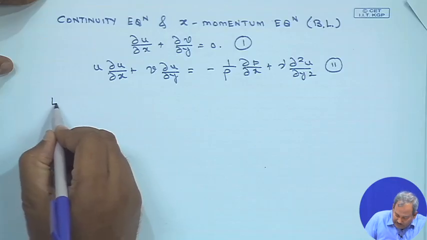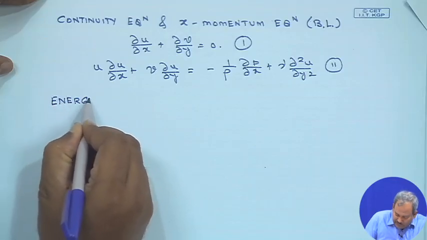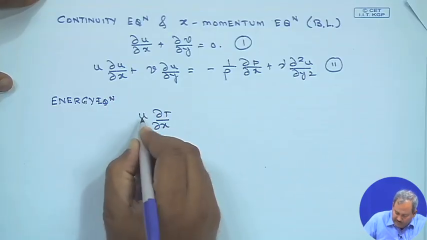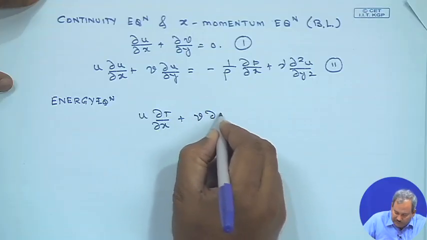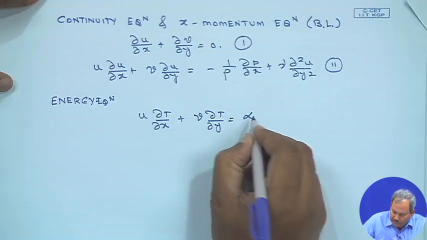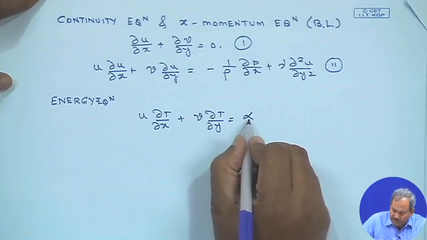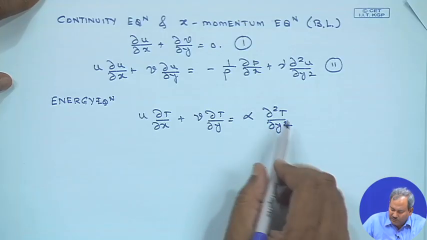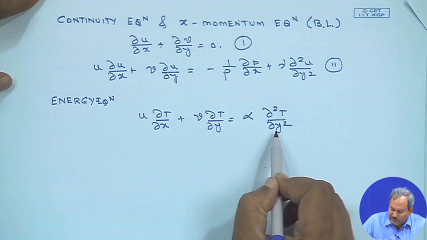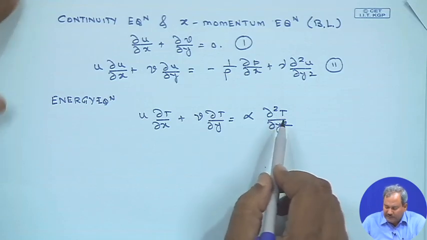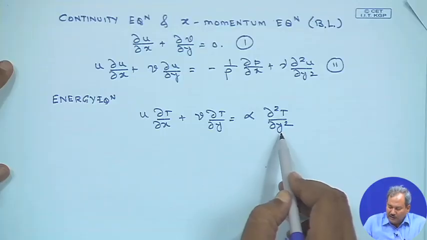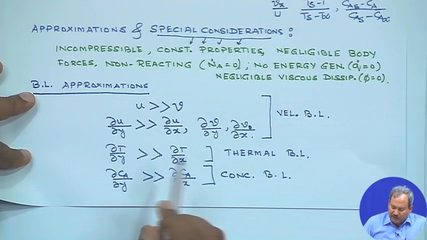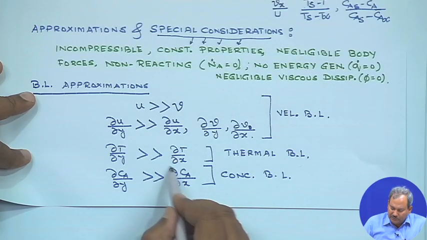Similarly, the energy equation would be equal to u times del T del x, u being the velocity, plus v times del T del y is equal to alpha, which is the thermal diffusivity, equal to k by rho Cp, times del 2 T by del y square. We have discussed already why del 2 T del x square can be neglected in this case, since the temperature varies sharply with y. Therefore, del T del y is very much larger in comparison to del T del x.